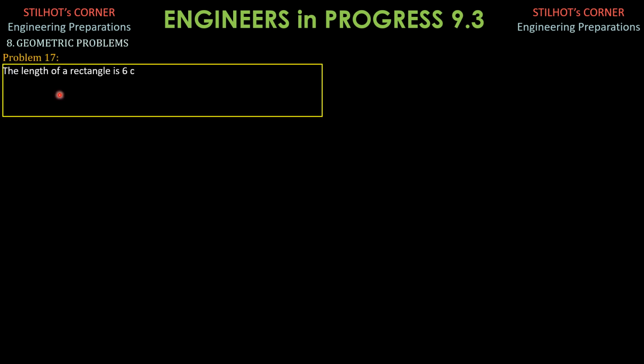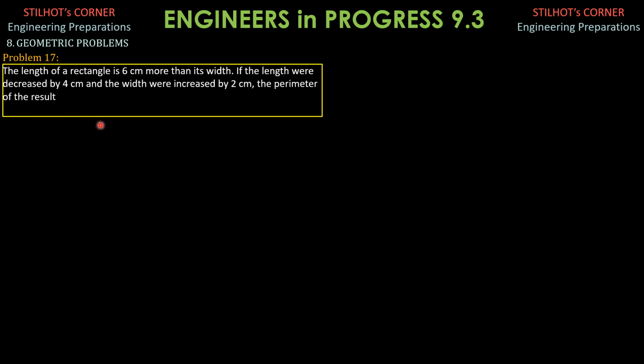Problem 17. The length of a rectangle is 6 centimeters more than its width. If the length were decreased by 4 cm and the width were increased by 2 centimeters, the perimeter of the resulting rectangle would be 48 centimeters. Find the dimensions of the original rectangle.